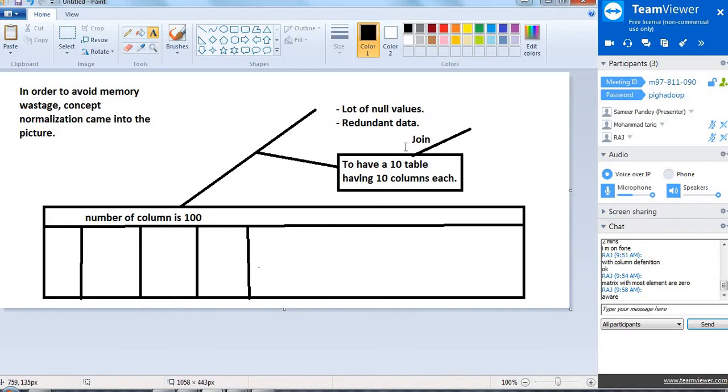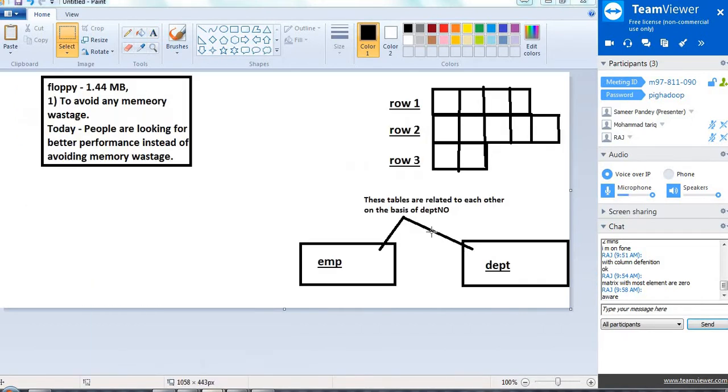So earlier we used to have 10 tables with 10 columns. Now, the thing which was our problem statement is now our desire. Now people are saying to have one table only that can consist of thousands of columns. And if a table has thousands of columns, there is no need to perform a join operation. And when there is no join operation, there is faster retrieval of data. So that's why it avoids joins.